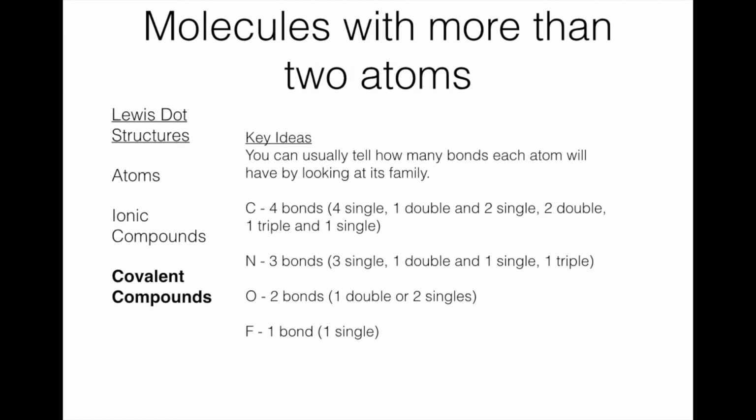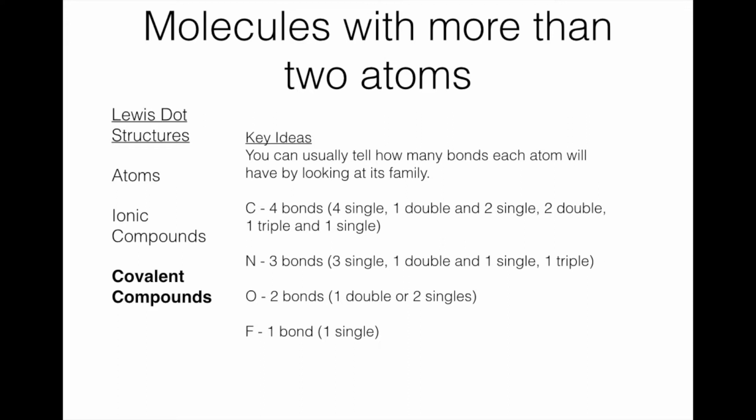Nitrogen, the Lewis symbol for nitrogen, has 3 unpaired electrons, so nitrogen usually has 3 bonds. That can be 3 single bonds, a double and a single, or 1 triple bond. Oxygen has 2 unpaired electrons, so typically you'll see oxygen with 2 single bonds or 1 double bond. In the halogen family, which starts with fluorine, they have 7 valence electrons with 1 unpaired electron, so usually the halogens only have 1 single bond.